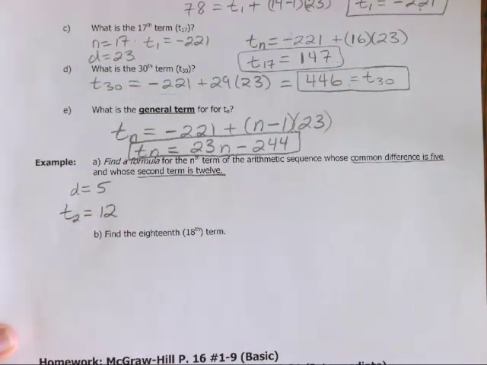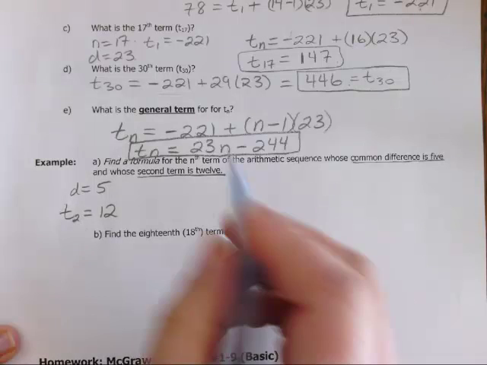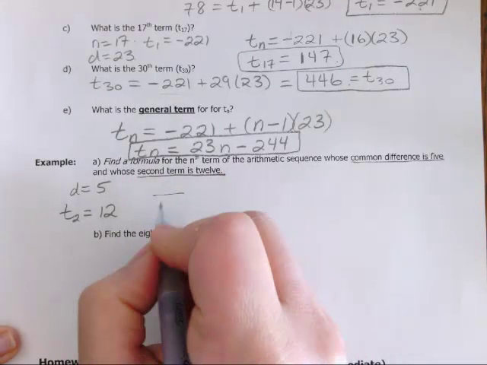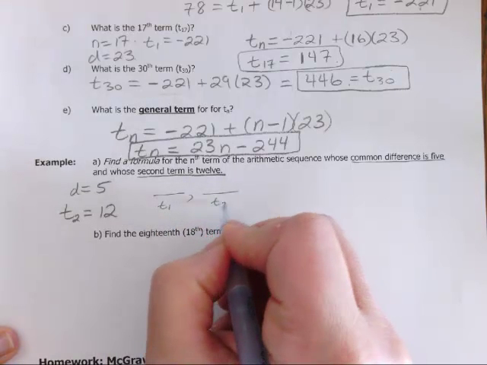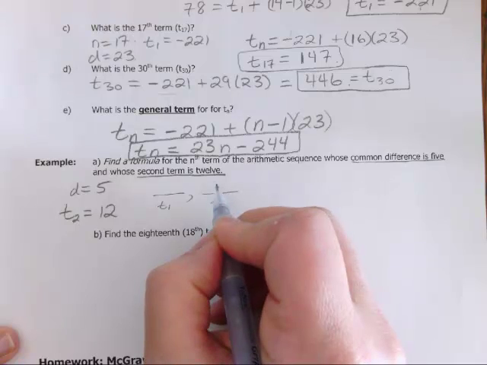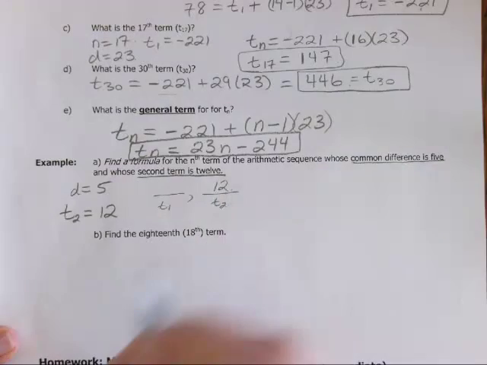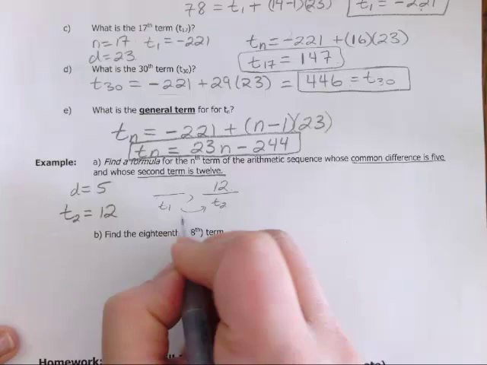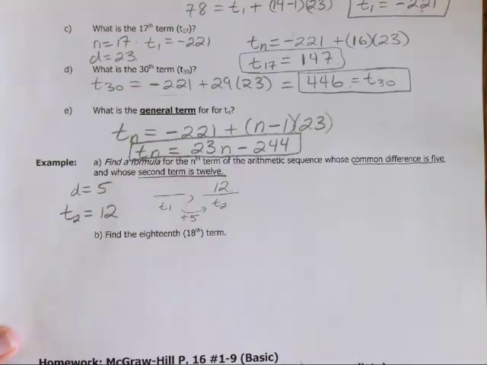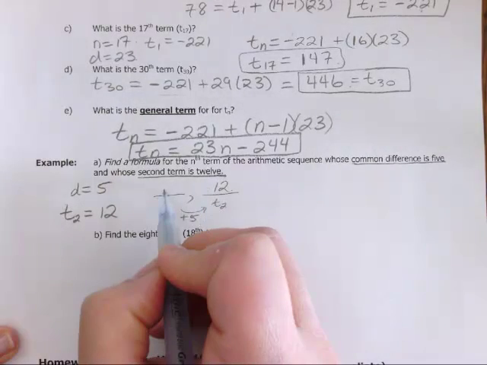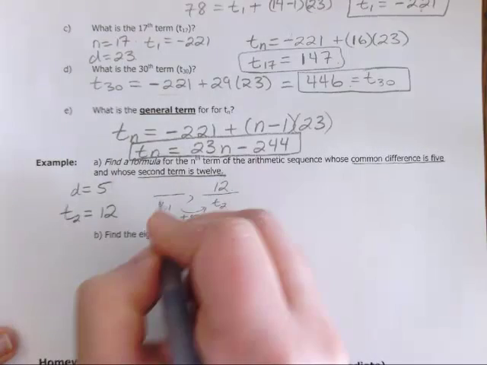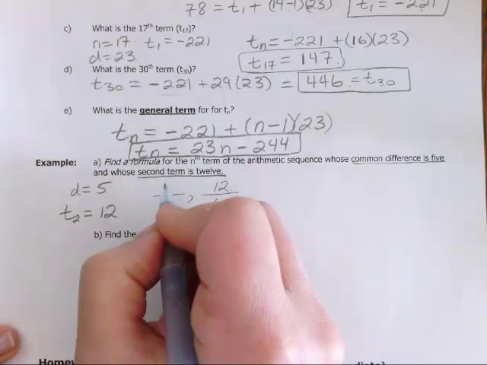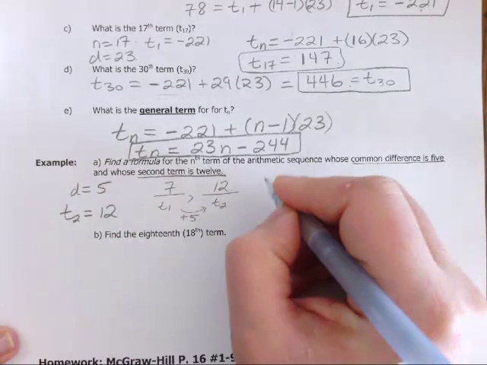So what are we missing? We need T1, right? Well, basically this is what it says. That's T1, I don't know it, and this is T2. That's my second term, and it's 12. And to get from here to here, I added 5. So how am I going to get back? How do I figure out what the first term is? Minus 5. Minus 5 from the 12, and we get 7. So that just gave us T1.